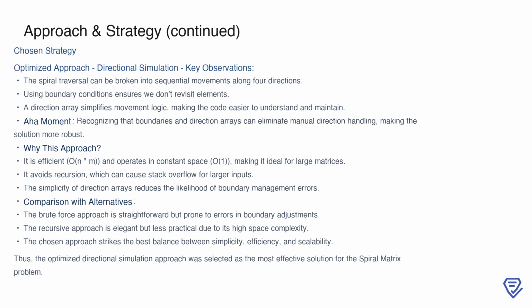the spiral matrix problem. This method breaks down the traversal into sequential movements along 4 directions: right, down, left, and up, while dynamically adjusting boundaries to avoid revisiting elements. The use of a direction array simplifies the movement logic, making the implementation more intuitive and less error-prone. A key realization here was that combining boundary conditions with direction arrays eliminates the need for manual direction handling, resulting in a more robust solution.